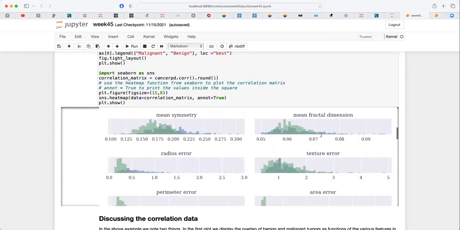You would have mean fractal dimensions. I mean, some of these things I have no idea what they mean. So there you would have to go to a pathologist and actually discern what this actually means. And these kinds of scans are extremely useful.